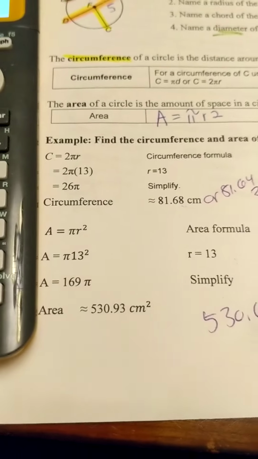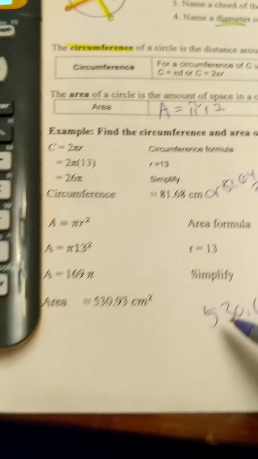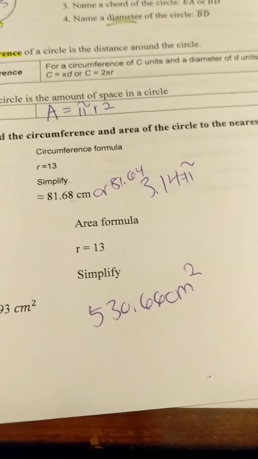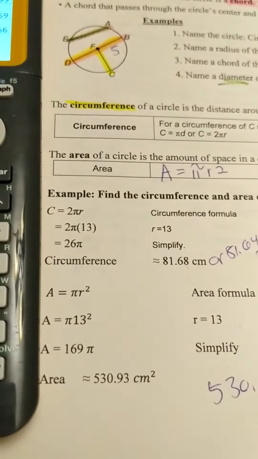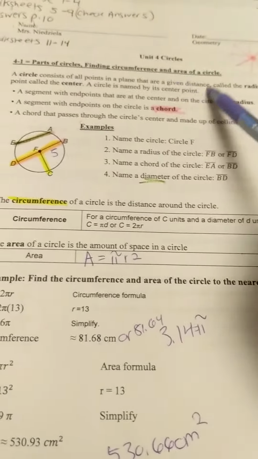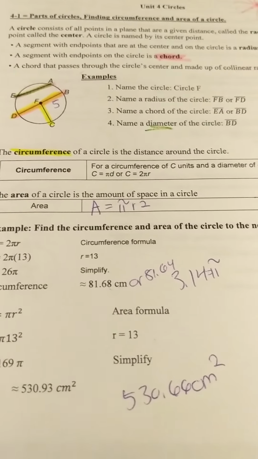Make sure though that when we are doing circumference, we're labeling just with centimeters. And for area, since we're squaring it, we'll have square centimeters. So our labeling will be important there. Those are our notes for our first section: identifying the parts of the circle, working with circumference, and working with area.